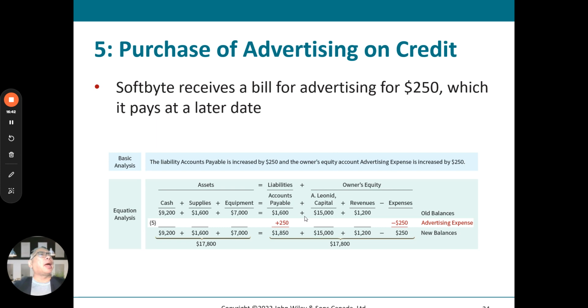250 plus 250 on the liability side and expenses minus 250. Remember, this is for advertising on account. So plus 250 on accounts payable and minus 250 on the expenses.